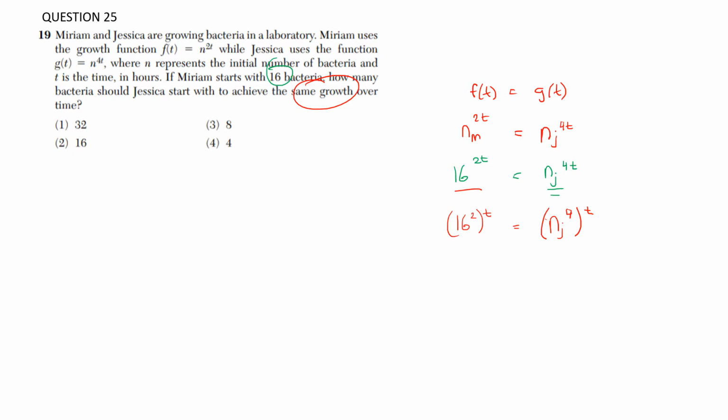So basically, to have the same amount of time, that's time t, that's locked in, we're trying to figure out how to make these parts the same. So we can ignore the t for now and just say 16 squared has to equal nj to the 4th. Now we can simply plug this in our calculator and figure out that 16 squared is 256, and you need nj to the 4th. If you do a 4th root of that, you will find that nj simply equals 4. So Jessica has to start with 4 bacteria, and that's answer choice 4.